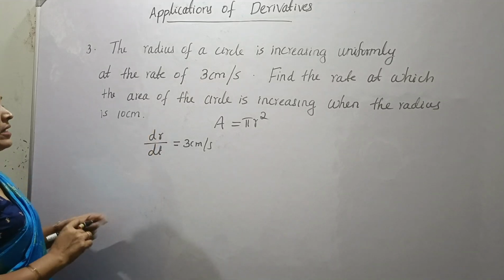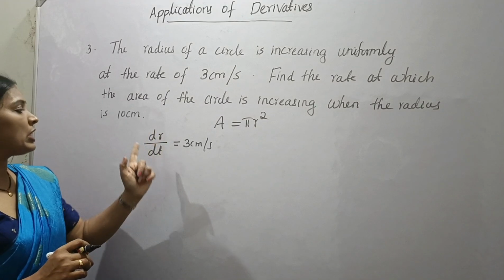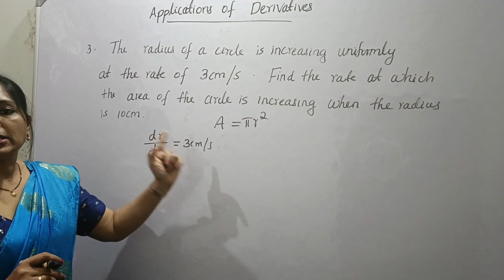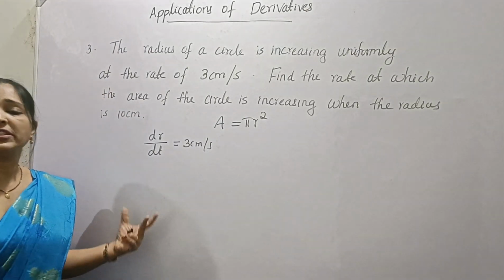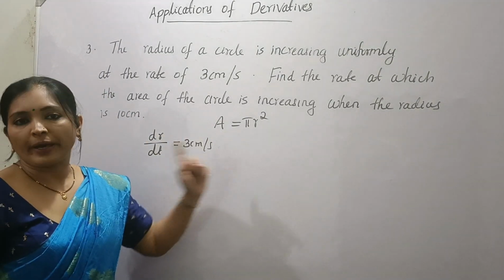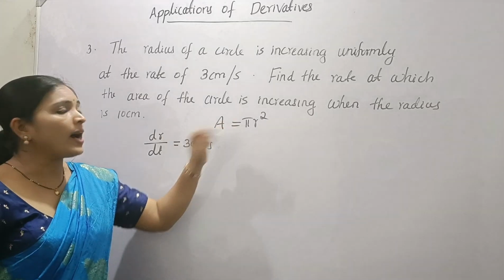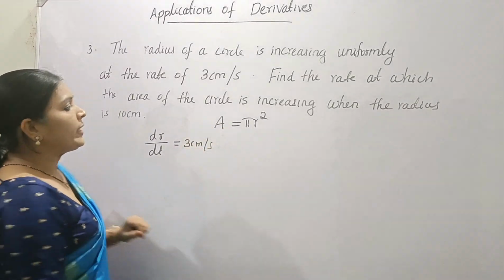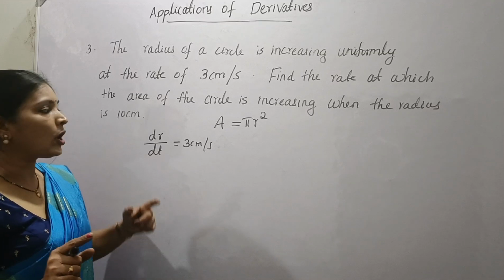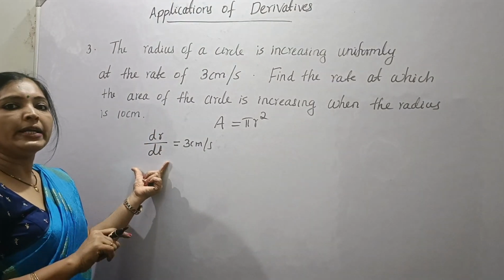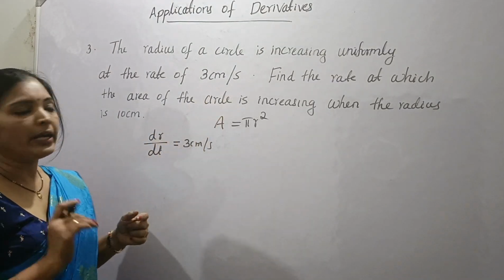Here it is given the rate of change of radius with respect to time is 3 centimeter per second. Our equation, that is the area of a circle, A is equal to pi r square. A is the area of the circle, r is the radius of the circle. So here let's differentiate it with respect to t, because it is given dr by dt and we have to find dA by dt.